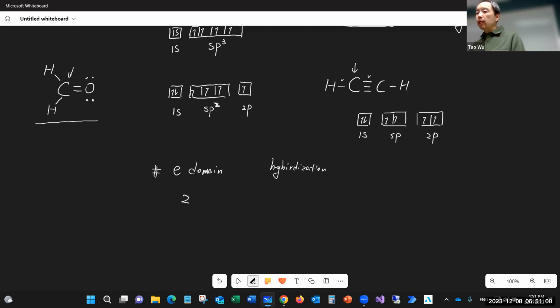So if we have a 2 electron domain, then that's an sp hybridization. Remember, we always start from s. The s is going to combine with p first. Okay, so that's an sp.